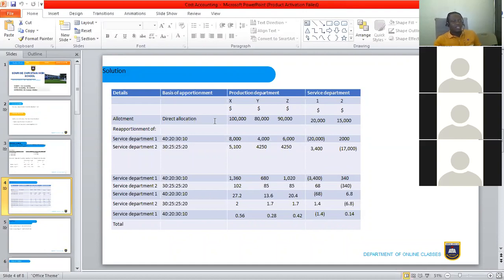My question is, earlier on when we were on campus, we learned about basis of apportionment, right? So for instance, when you take canteen service, what's the basis of apportionment for canteen? The number of employees. Yes, that's it. Number of employees.